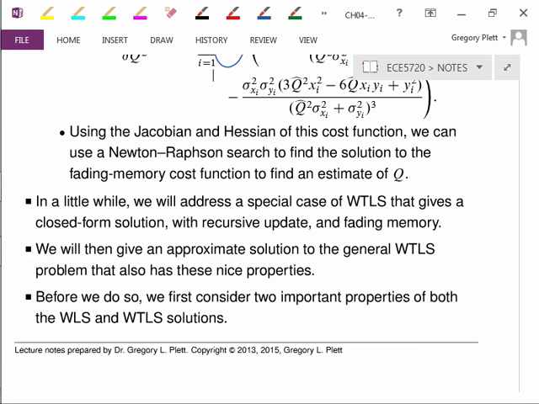But it doesn't have any of the nice computational properties. It's not recursive, and it's not finite memory. It's not closed form.